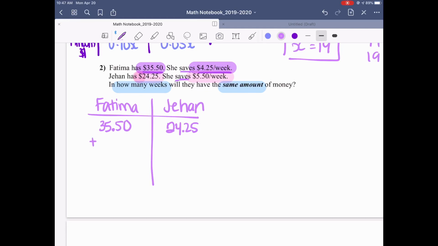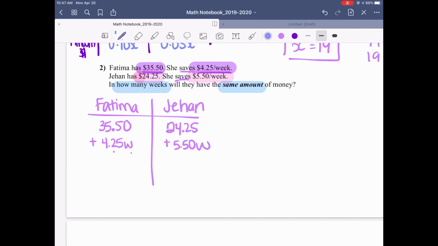So every week, Fatima's adding $4.25 per week, which we don't know how many weeks we have, so we're just going to put times W. So if it's 1 week, just $4.25. If it's 2 weeks, $8.50, and so on and so forth. The same with Jihan. She's adding $5.50 per week to her amount, to her bank account.